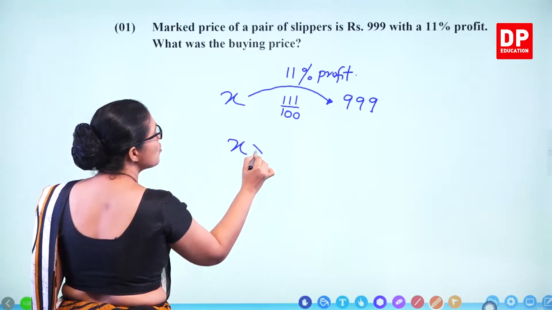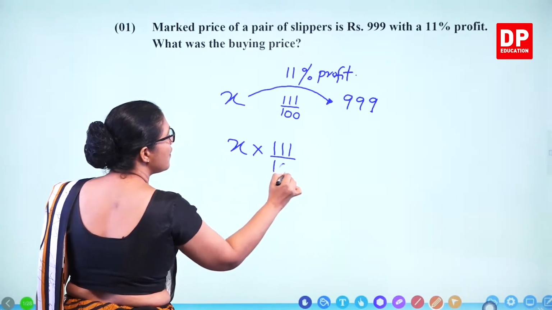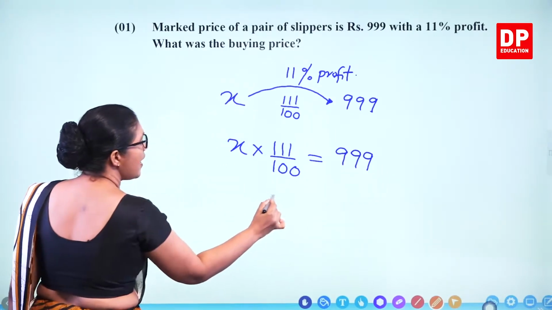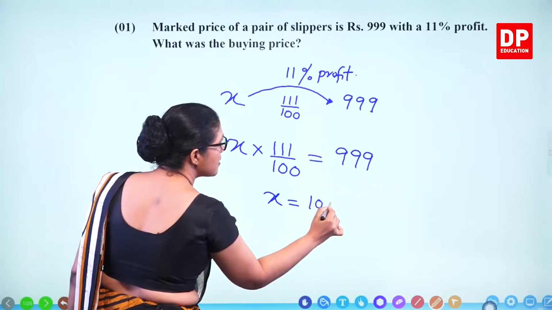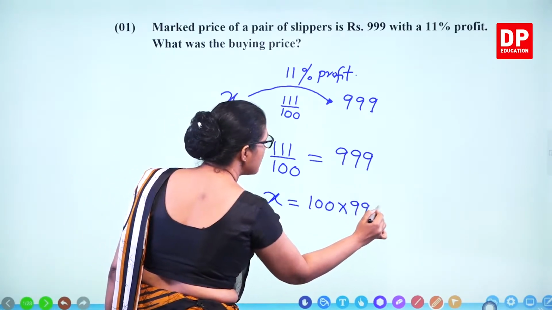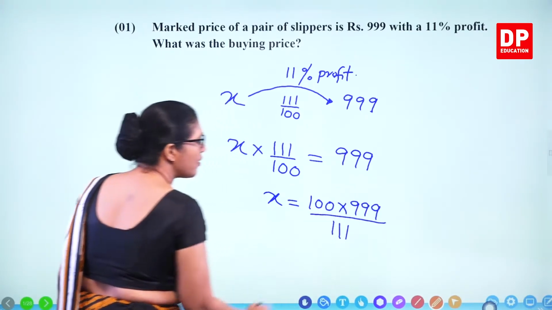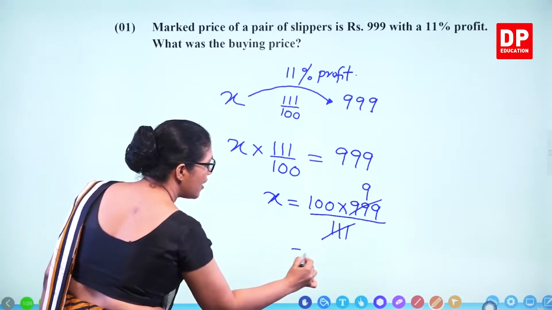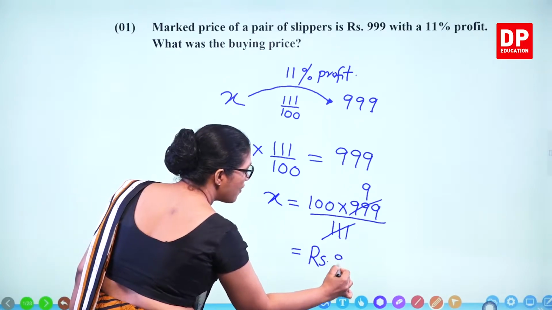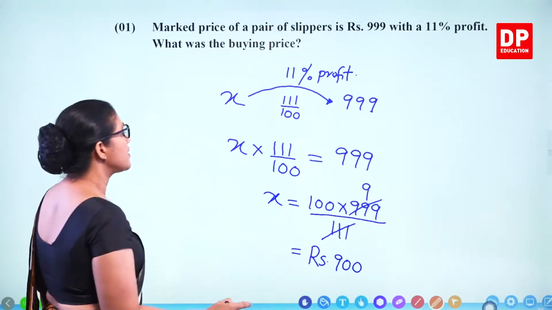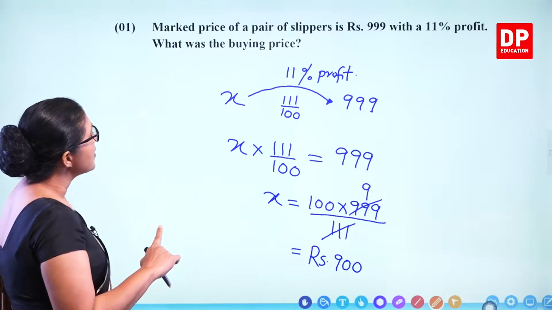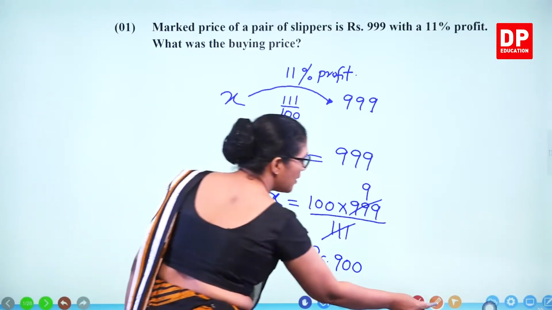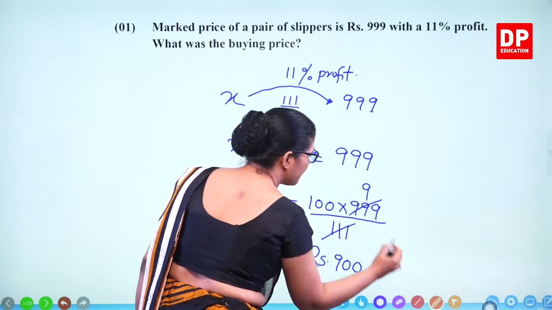X into 111 over 100 is 999. X is 100 times 999 over 111. This is 9 times bigger, so 9 times 100, 900 rupees. So that's the buying price, and the selling price is 999. So 2 marks for that question.